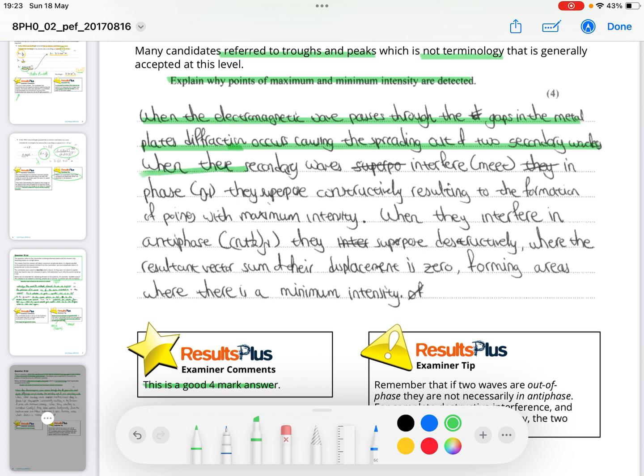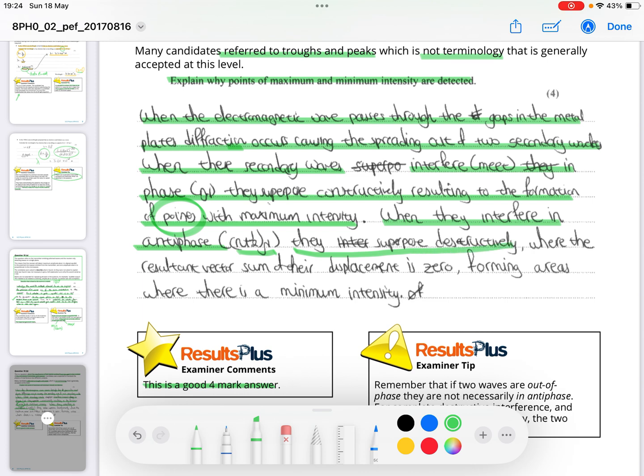When these secondary waves interfere, as in superpose, they meet. When they meet in phase, when they interfere and they're in phase, they superpose constructively, resulting in the formation of something with maximum intensity. I can't read that word. When they interfere in antiphase form, again I can't read this word, they superpose destructively.